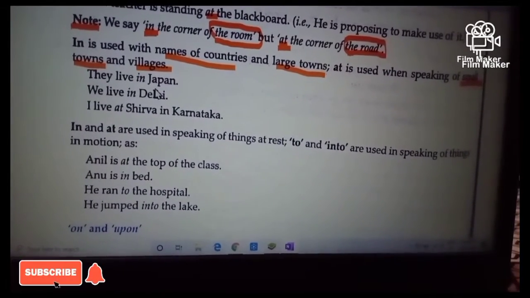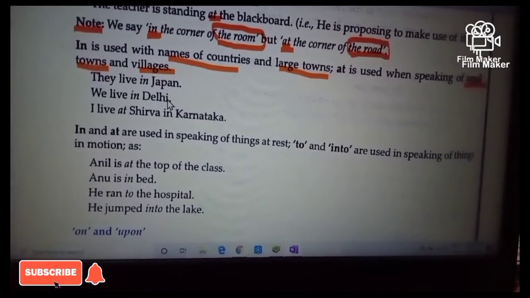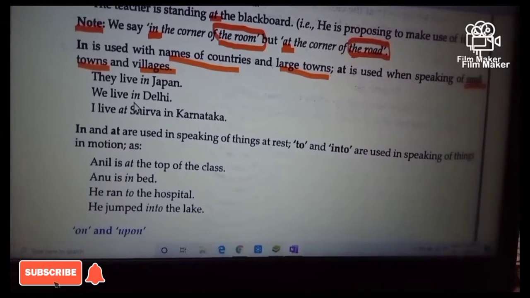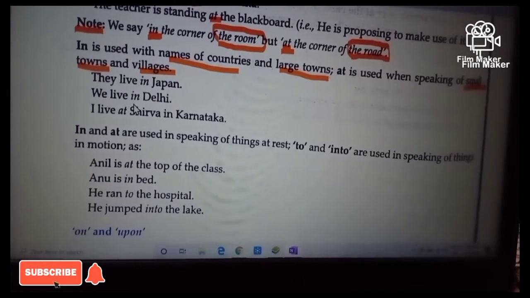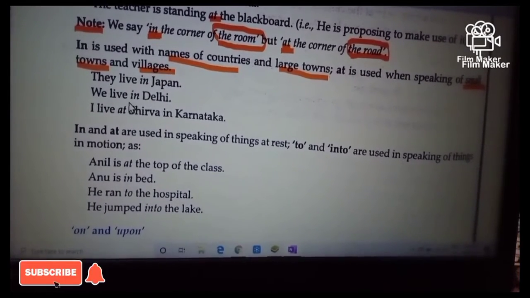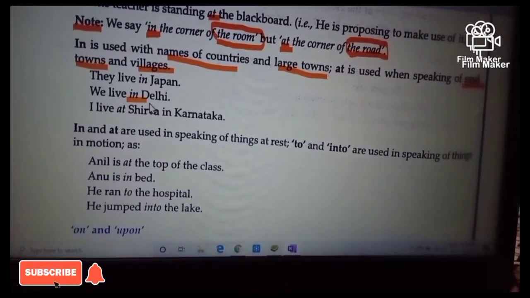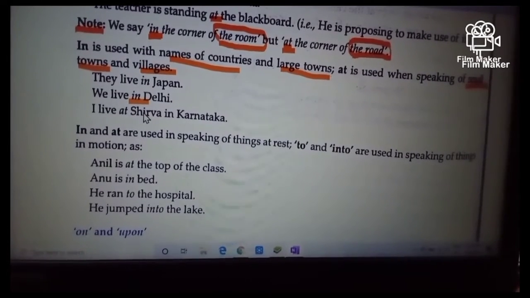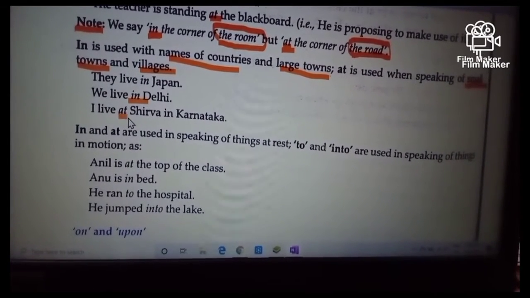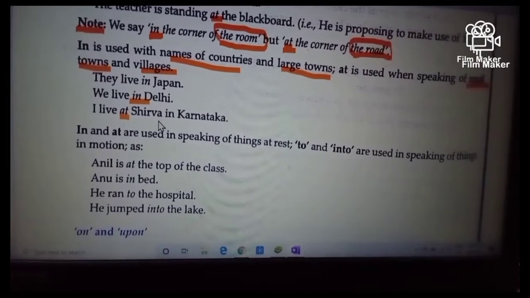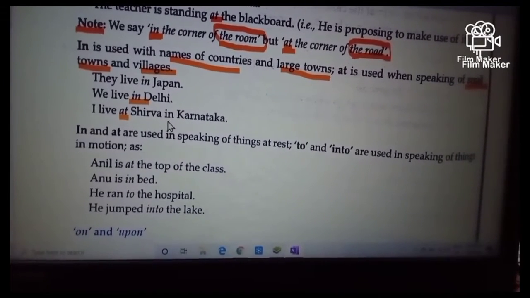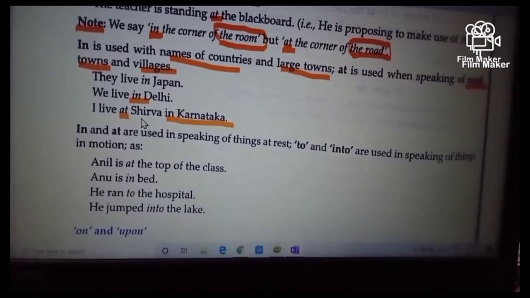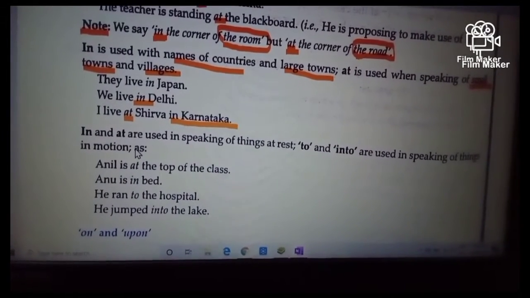For example, they live in Japan. Metropolitan cities and the large cities are also used with the help of in, just like we live in Delhi. But if you want to mention small towns and villages, we can use the word at. I live at Shirwa in Karnataka. Look, in Karnataka shows it's a larger place, the state. At Shirwa, a small place.